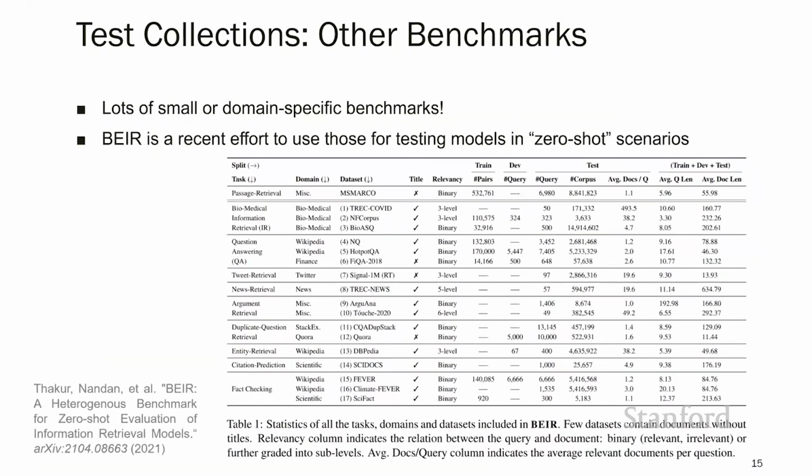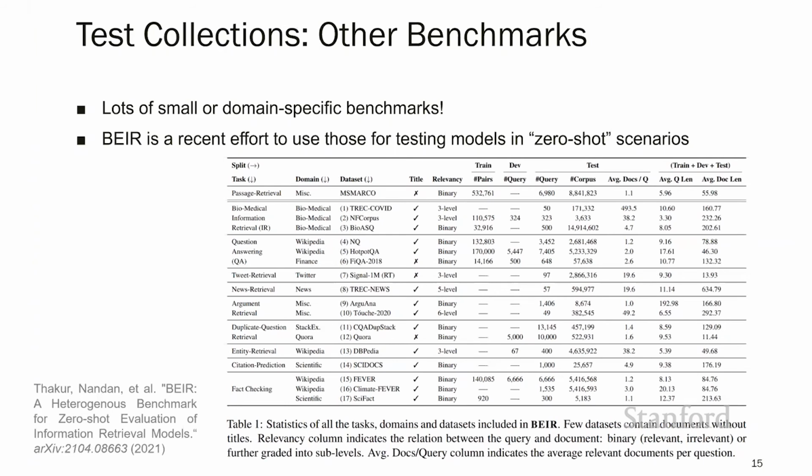There are also plenty of other rather domain-specific IR benchmarks, many of which are collected in this table by Nandan et al. in a very recent preprint. As you can see, these benchmarks vary greatly in terms of the training size, if there is any training at all, the test set size, the average query length, the average document length, and many other factors.